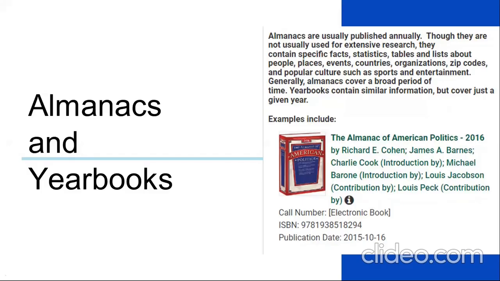So the first resource we are going to discuss here is almanacs and yearbooks. So what is almanacs? Almanacs are usually published annually. Though they are not usually used for extensive research, they contain specific facts, statistics, tables, and list out people, places, events, countries, organizations, zip codes, and popular culture such as sports, entertainments. Generally, almanacs cover a broad period of time. Yearbooks contain similar information, but yearbooks cover the information only for a particular given year. So this is how almanacs and yearbooks play a very important role as a reference material to collect the information, to collect the facts.